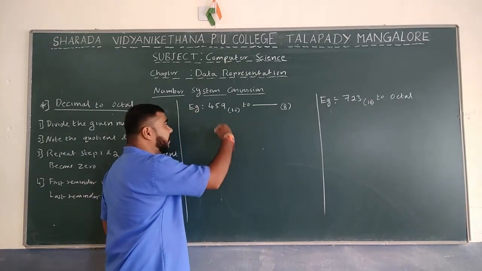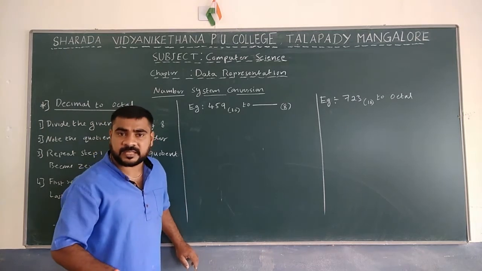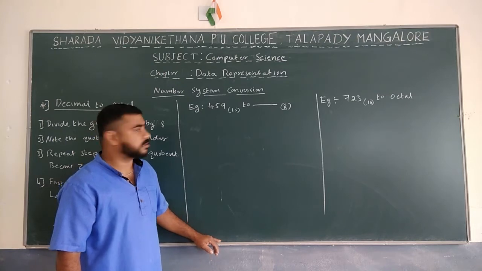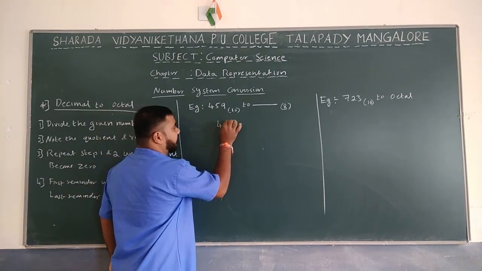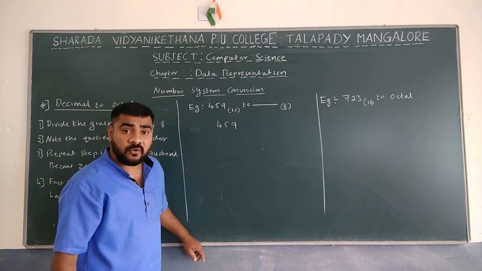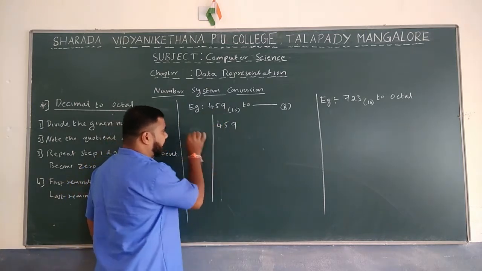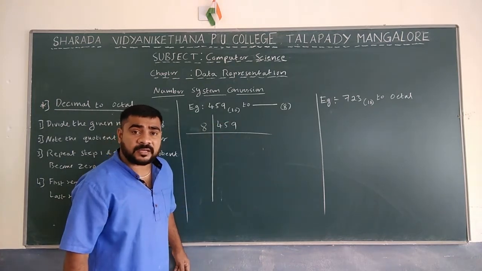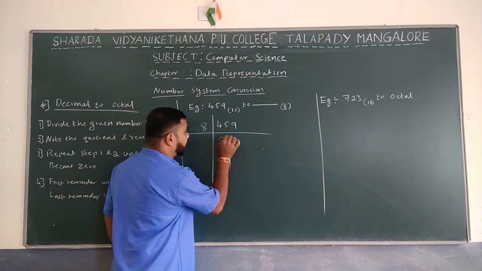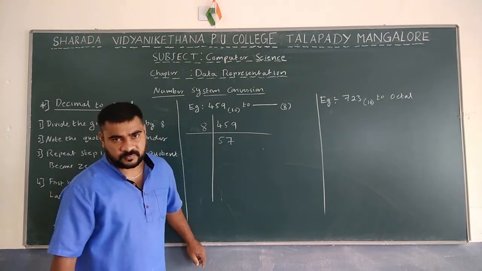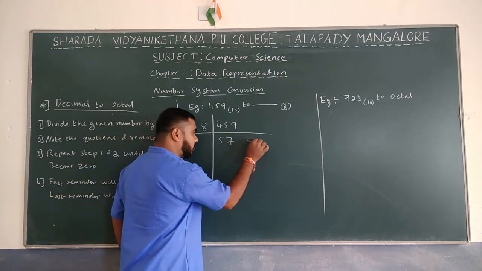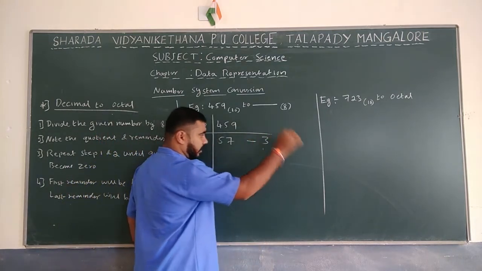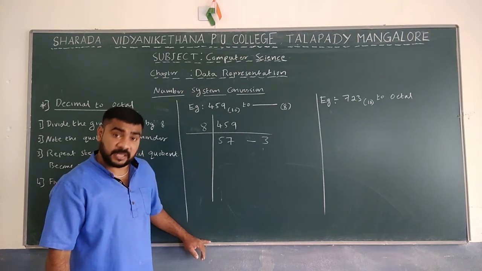We have to repeatedly divide by 8. Simply, we can say it is the repeated division method. First, take the number 459 and divide it by 8. When you divide 459 by 8, you get 57 point something. Actually, we don't need the fraction values. We will get the remainder as 3.